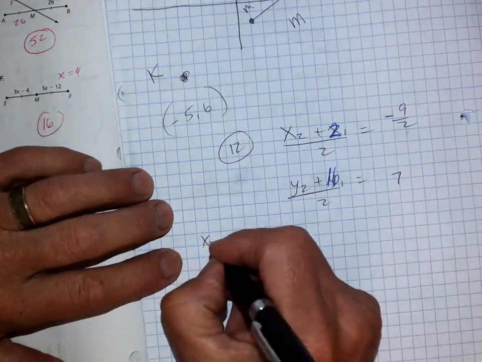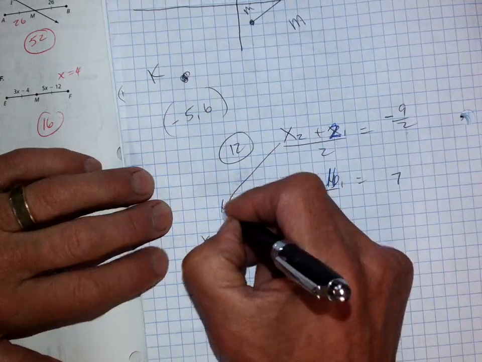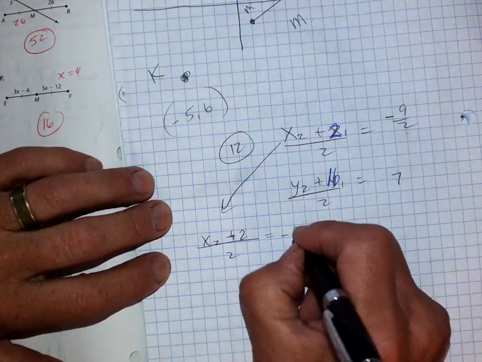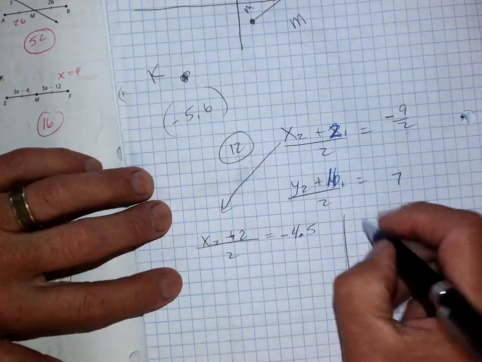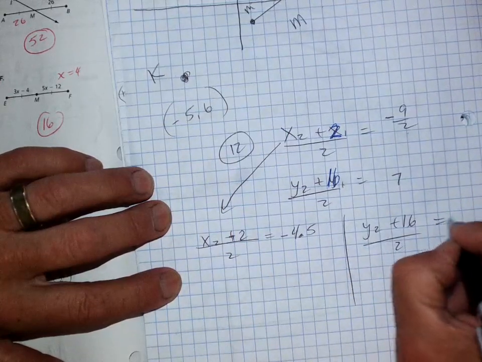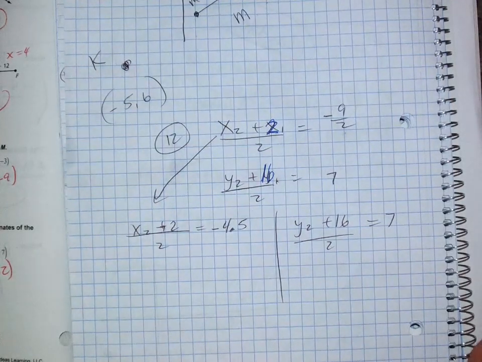So I got x2 plus 2 divided by 2 equals negative 9 halves. Let's change that to negative 4.5. Be easier to read. Okay, and then the other is here. Get my y2 plus 16 over 2 equals 7. Okay, so this takes a little bit of algebra, a little bit of math, but we can do that.